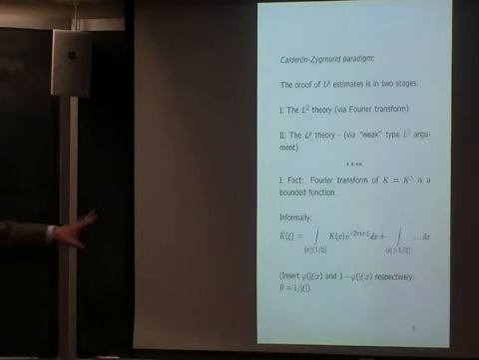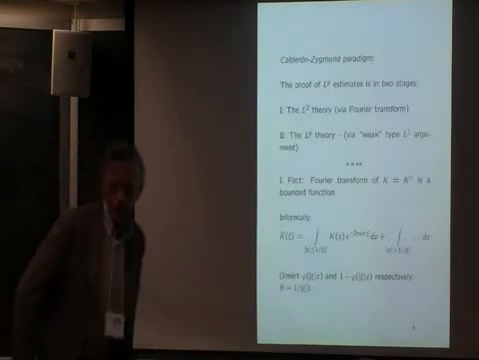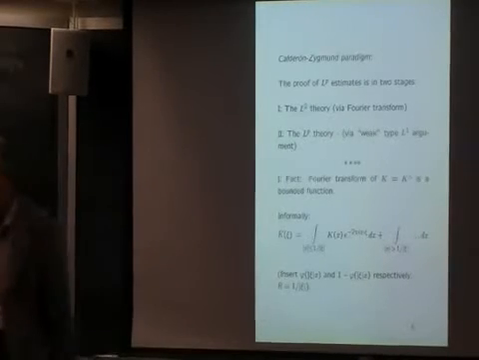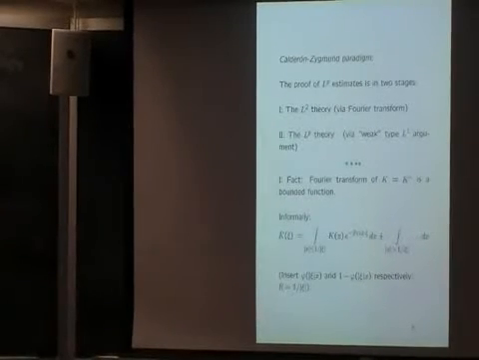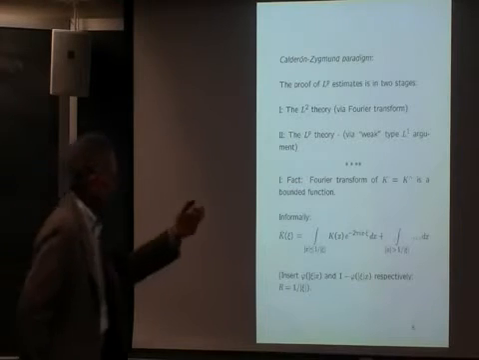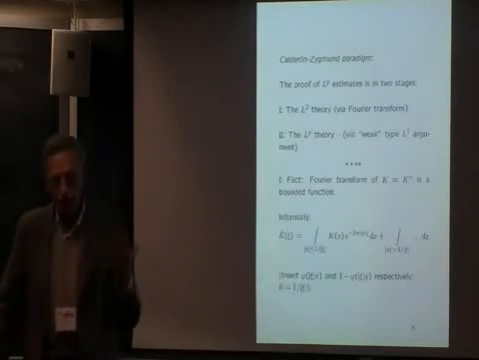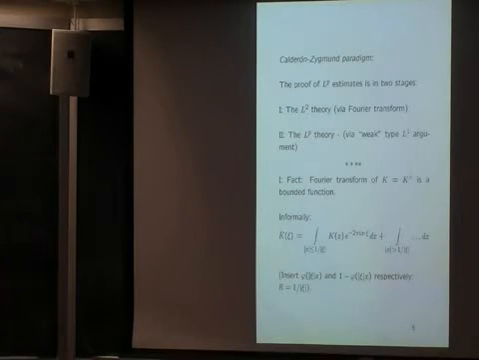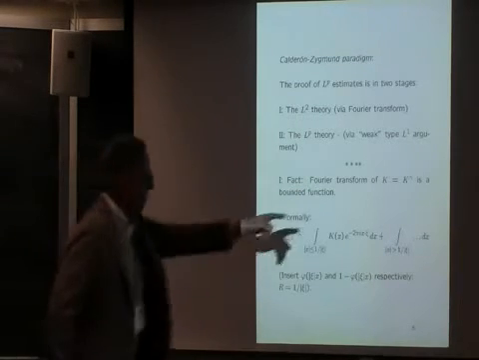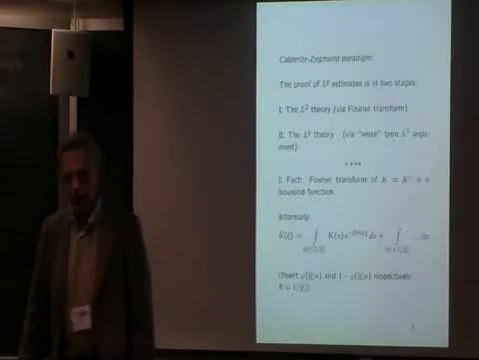And very quickly, in this case, the L2 theory is very simple. In the first transparency, the operator was given by a convolution operator. So all you have to do is prove that the Fourier transform of the distribution is a bounded function, because on the Fourier transform side, this operator is nothing but multiplication of the Fourier transform by this Fourier transform of K.